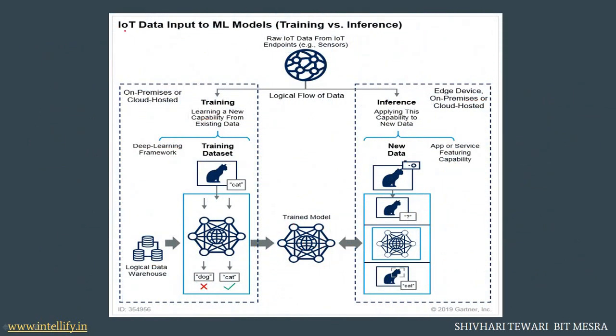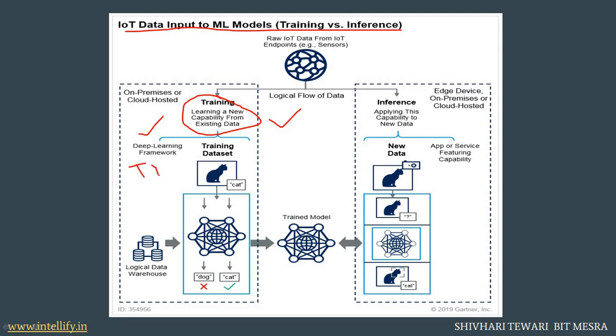See, here's the difference between input IoT data input to ML models. That means training versus inference. You can see in training, learning a new capability from existing data. That means there is a data set which is already available. There is a deep learning framework like TensorFlow.